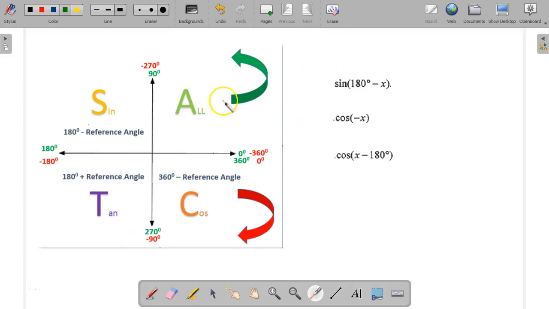Hello. I wanted to give you a quick summary or reminder or refresher about how we use the CAST diagram and how we relate it to trigonometry.